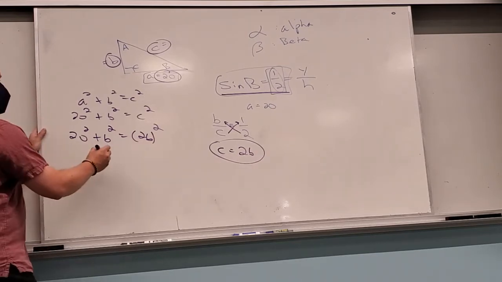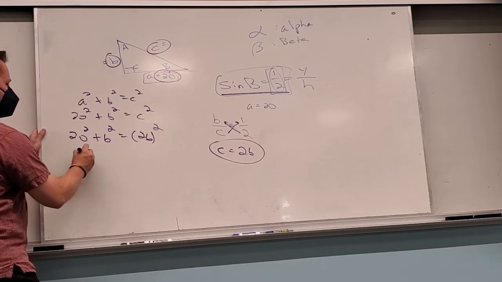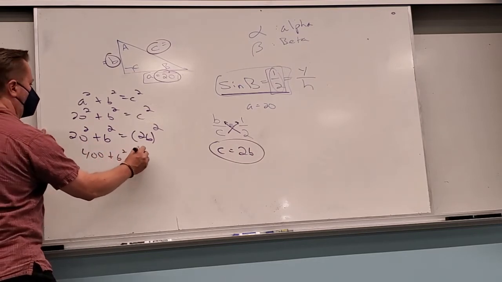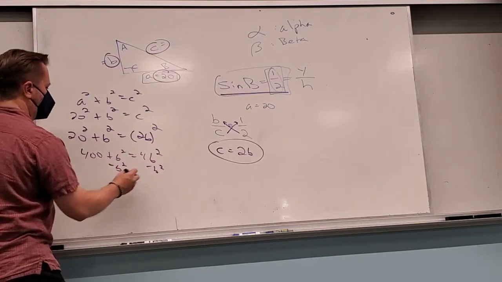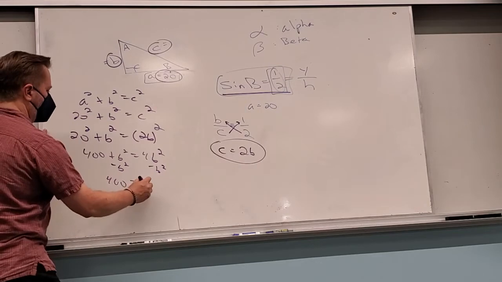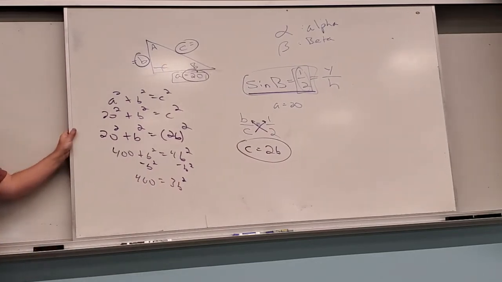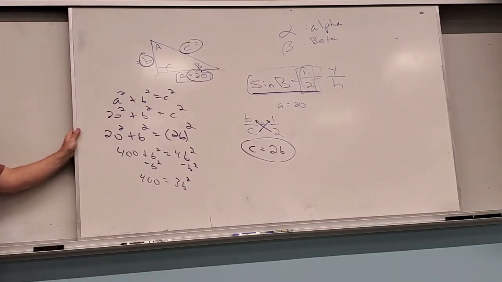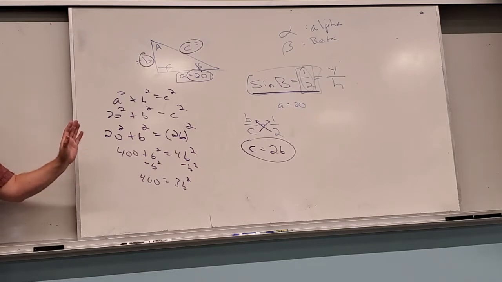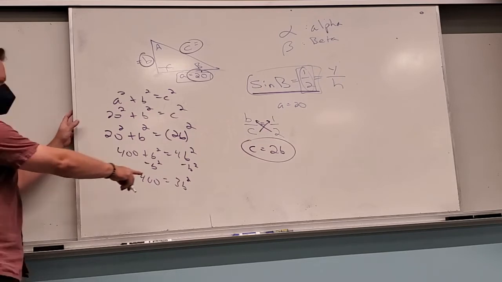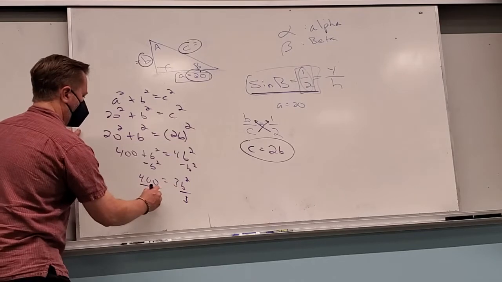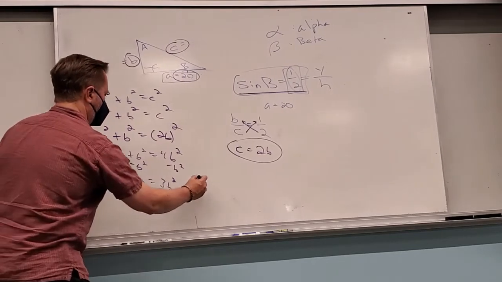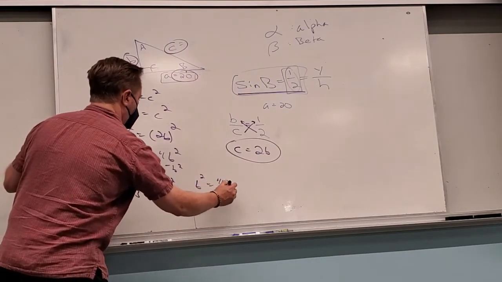So let's see what we get here. This is 400 plus b squared equals 4b squared. I can subtract b squared. So we get 400 equals 3b squared. Okay, and then you can solve for b, right? How do you solve this for b? Divide by 3. So I get b squared equals 400 over 3.